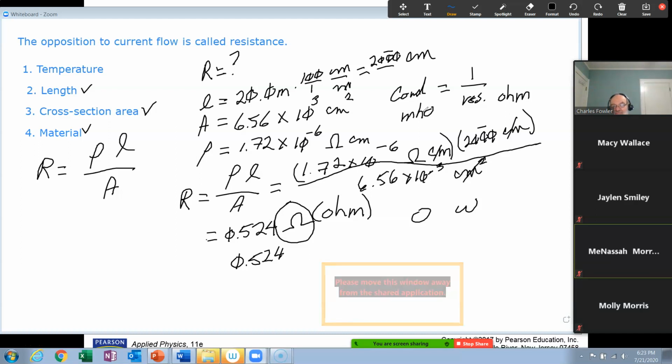And then if that's not enough, the symbol for a mho is this. They made up a symbol. They just took an omega and put it upside down. That's not a letter in the Greek alphabet. That's not a letter in anyone's alphabet. Because conductance is 1 over resistance, they just turned the symbol upside down. Okay. Now you're not responsible for that, but that just shows how crazy physicists are.